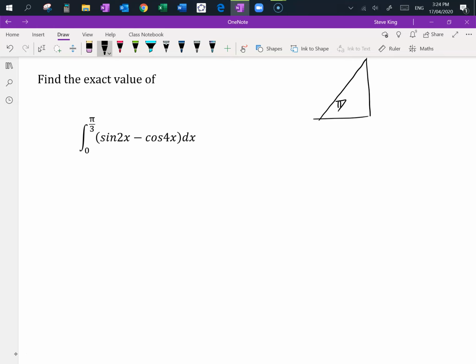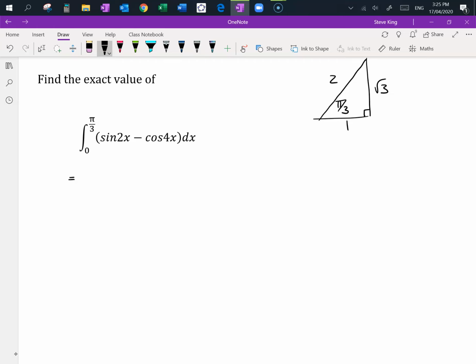Here we have pi over 3. I know that's 2, that's 1, and that's going to be root 3. So there I've got my values that I'm going to work with. I now need to look at integrating this thing. So what am I going to have here? I'm going to have the integral between 0 and pi over 3. I'm finding the integral, so I don't have to worry about that.